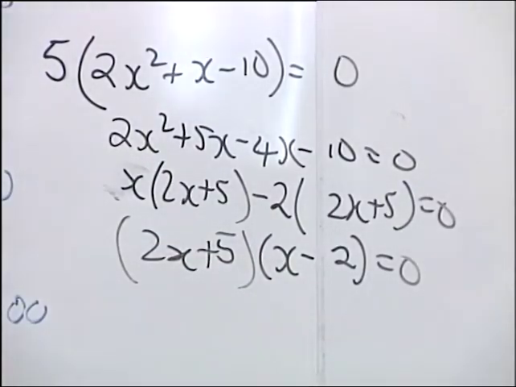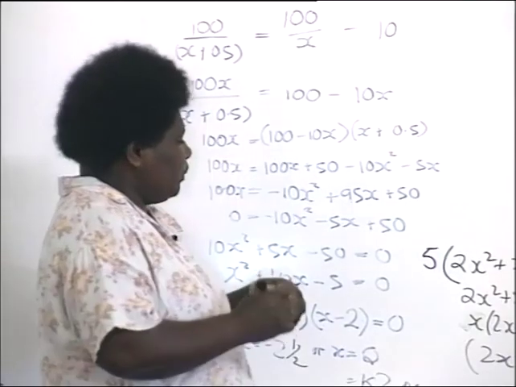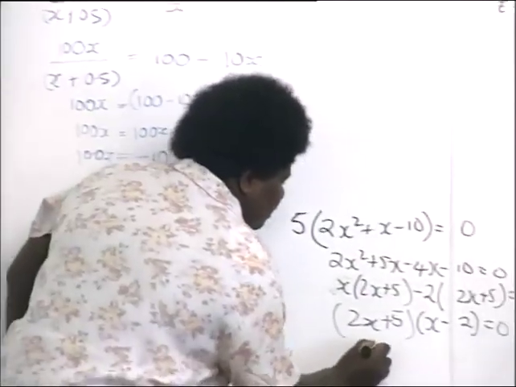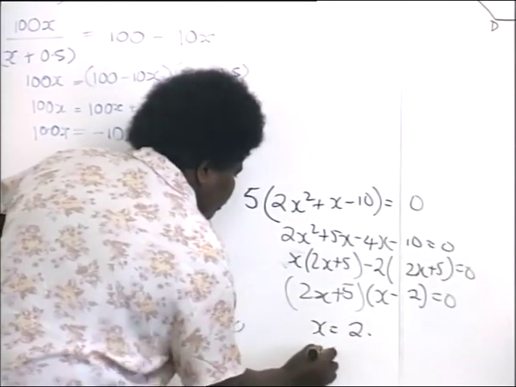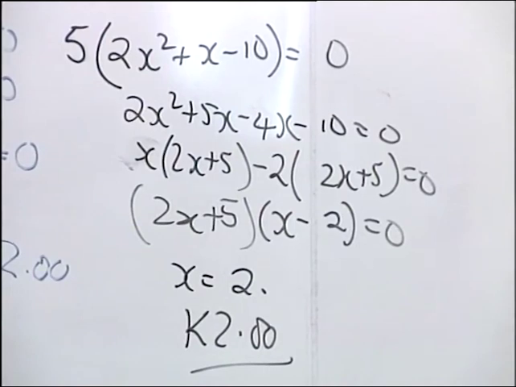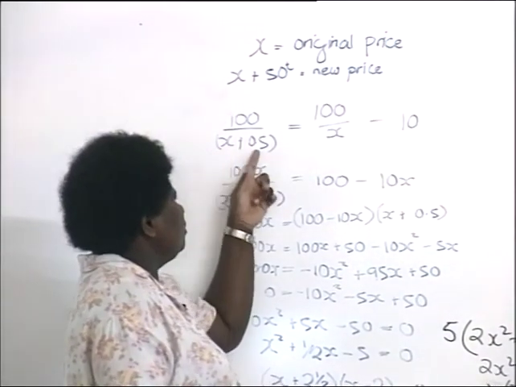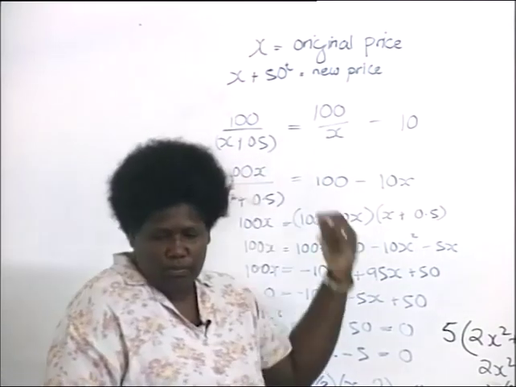You have to accept the positive one because x represents the original price. So x is 2. Therefore, the original price was 2 kina. You can check by dividing 100 by 2, substituting 2 here, that's 2 kina 50, divide and you see which one is more by 10.